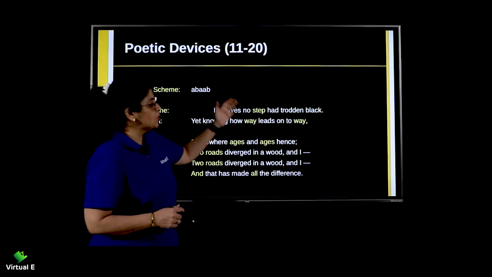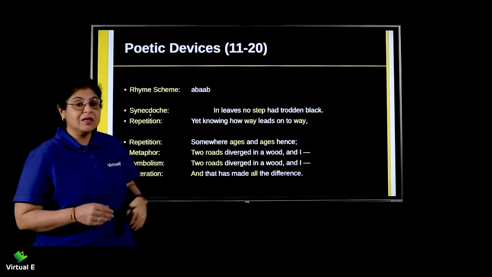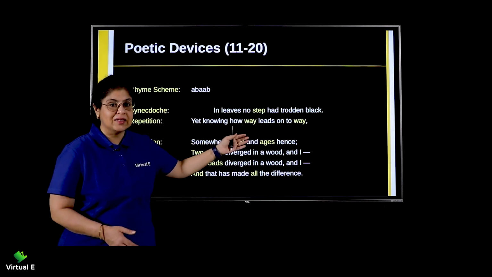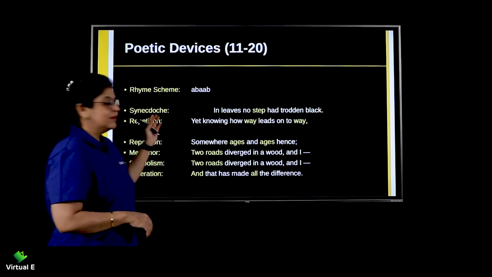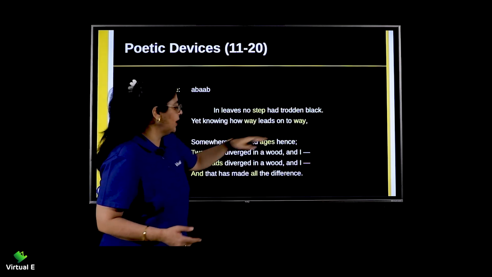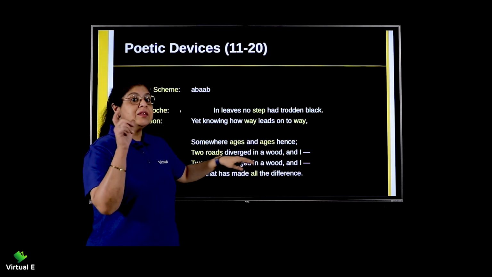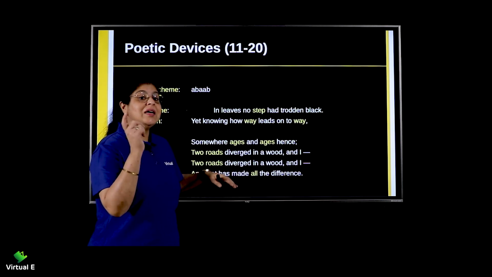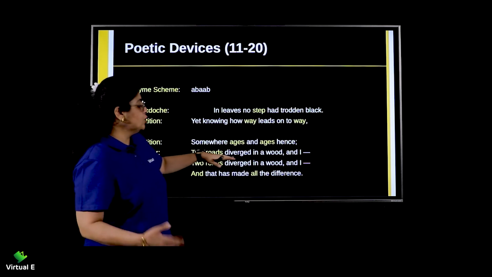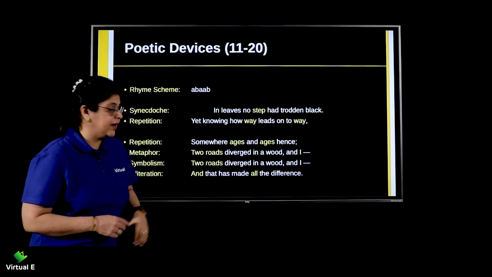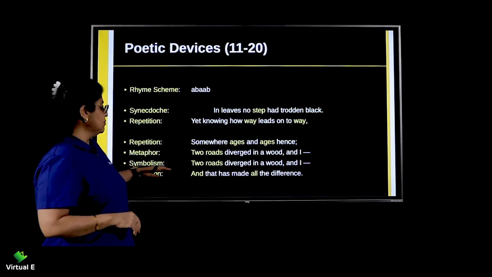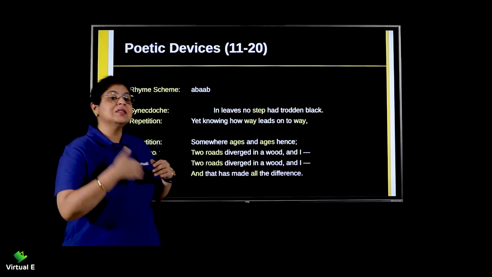Synecdoche: "in leaves no step had trodden black." Now here step is not a step, it actually means a person who takes a step. So it is standing for something else. That's synecdoche. Repetition, the words are being repeated. "Way, ages." I told you the same word shall be repeated in the same line. So it is repetition. Then metaphor: "Two roads diverged in a wood and I." Two roads, metaphor again, are the two alternatives, two options.